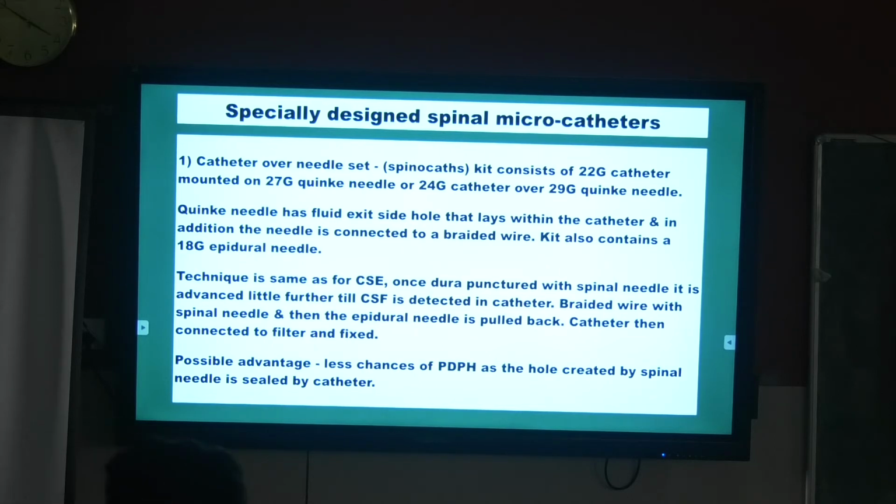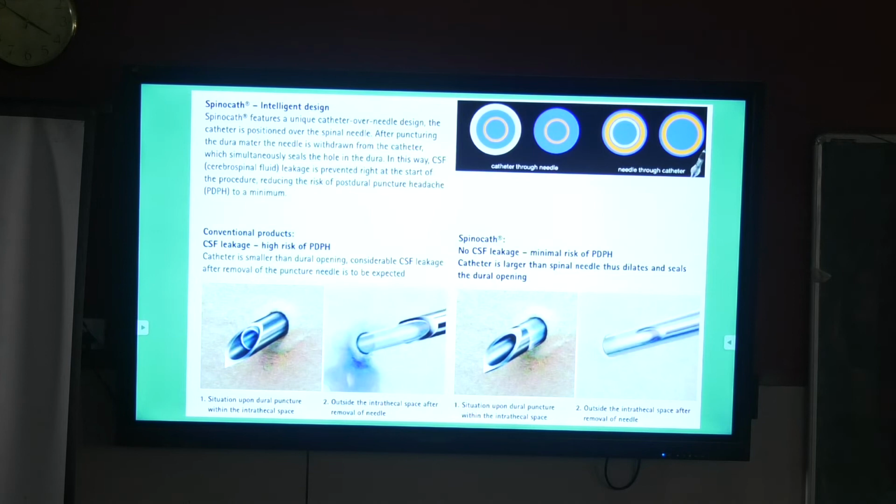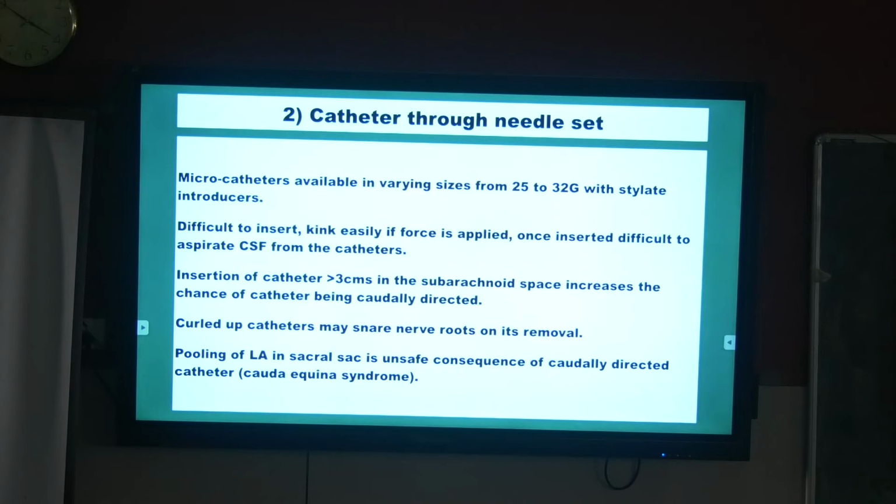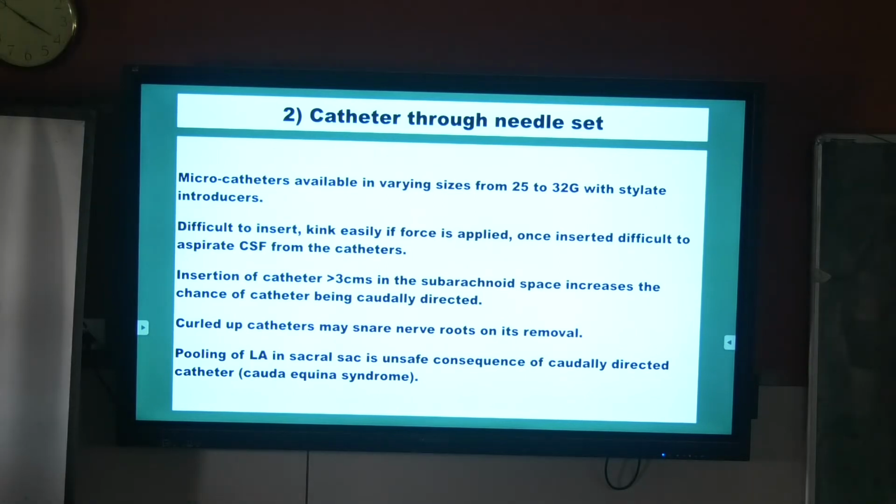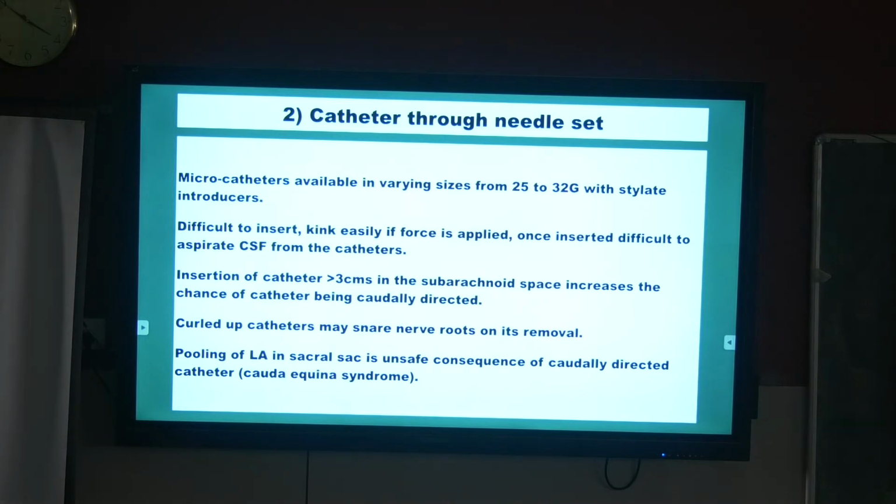With the catheter over the needle set, there are fewer chances of PDPH, as the hole created by the needle is sealed by the catheter. Then catheter through needle sets come in varying sizes of 25 to 32 gauge with a stellate introducer, but these micro-catheters are difficult to insert. They can kink easily and it's difficult to aspirate CSF. Insertion of catheters more than 3 centimeters in the subarachnoid space increases the chance of the catheter being caudally directed. And if the catheter is caudally directed, you have high chances of cauda equina syndrome. And curled up catheters may snare the nerve roots while pulling.